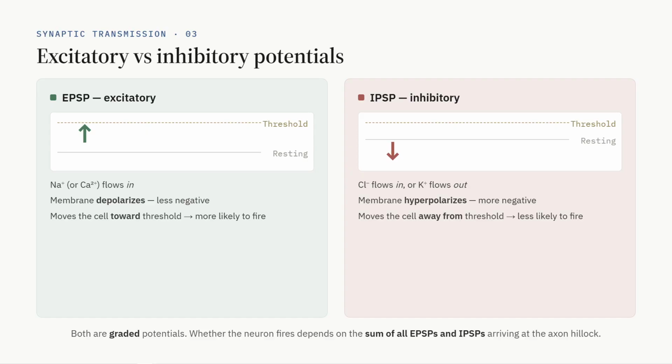Here's the crucial word for both: graded. Neither one is all or nothing, and neither one alone is enough to fire the cell. They're small votes, some for, some against. What actually determines the outcome is the running total of all those votes arriving at one special spot, the axon hillock, which brings us to summation.